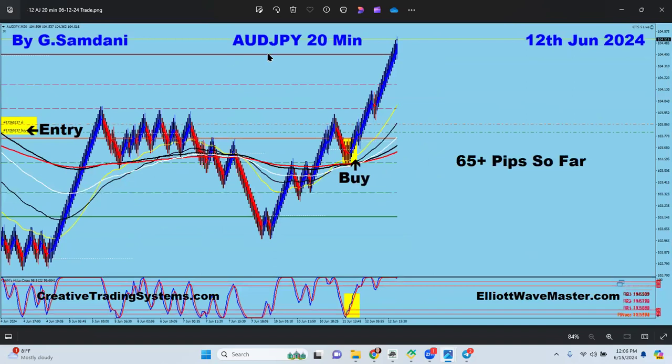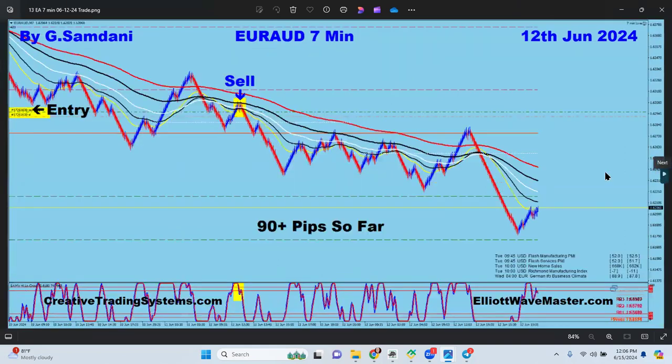On the 12th, Aussie yen as well. The yen started to get weaker and all yen pairs went up. Buy orders right there. 65 pip from this entry to there. Actually, it went up even more. You will see later on.